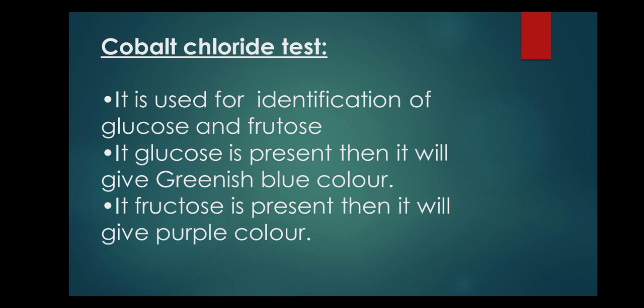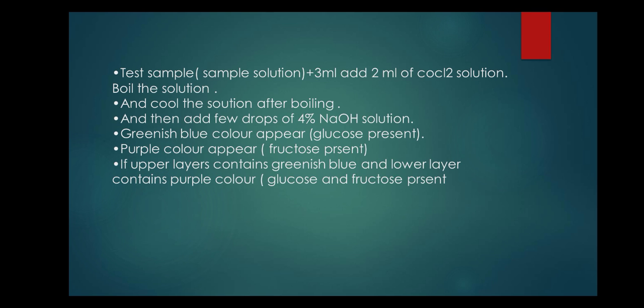Cobalt chloride test. It is used for the identification of glucose and fructose. If glucose is present, then it will give a greenish blue color. If fructose is present, then it will give a purple color. Take 3 ml of test sample, add 2 ml of CoCl2 solution, boil the solution and cool it after boiling, and then add a few drops of 4% NaOH solution.